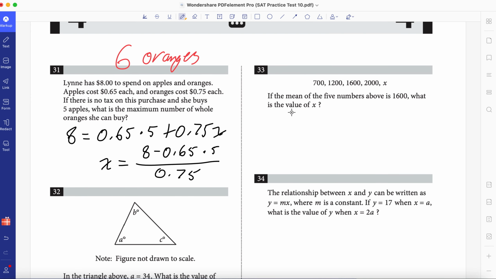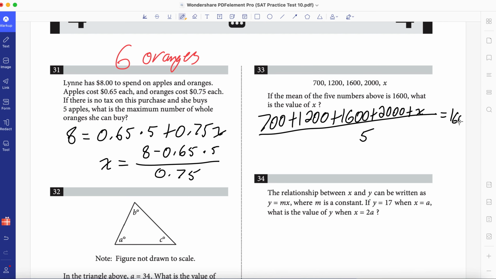The mean of the 5 numbers above is 1600, what is the value of x? So for this one, we know that 700 plus 1200 plus 1600 plus 2000 plus x, divide all that by 5, equals 1600. Because that's just the formula to find the average. So this is going to equal 1600 times 5, because we multiply by 5 on both sides.